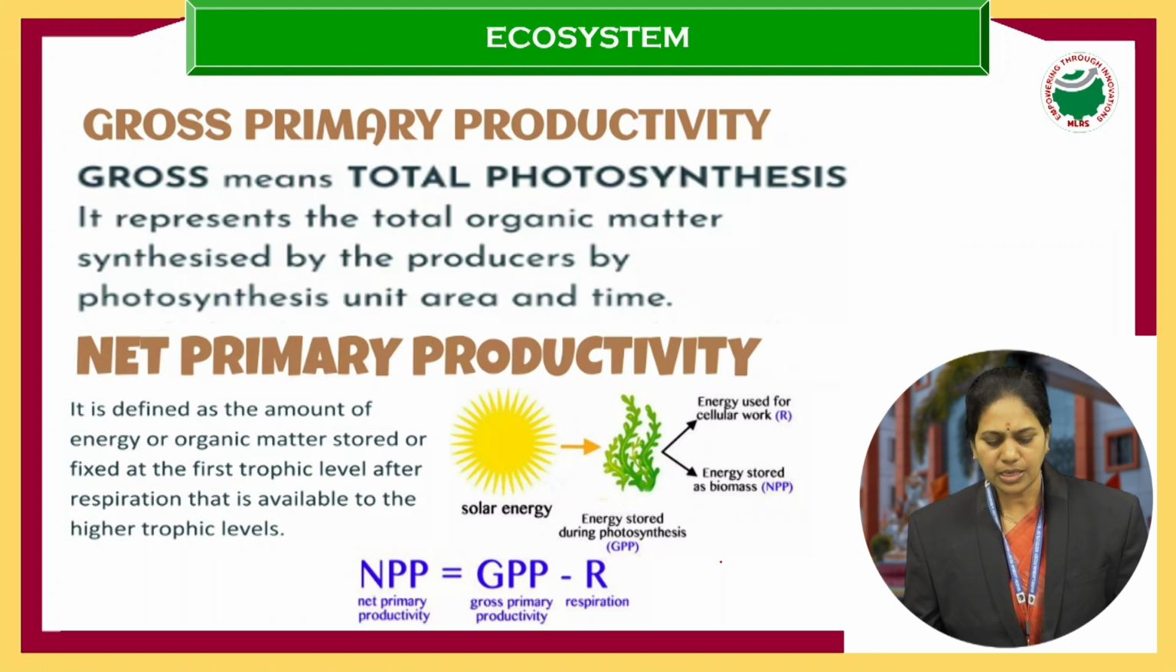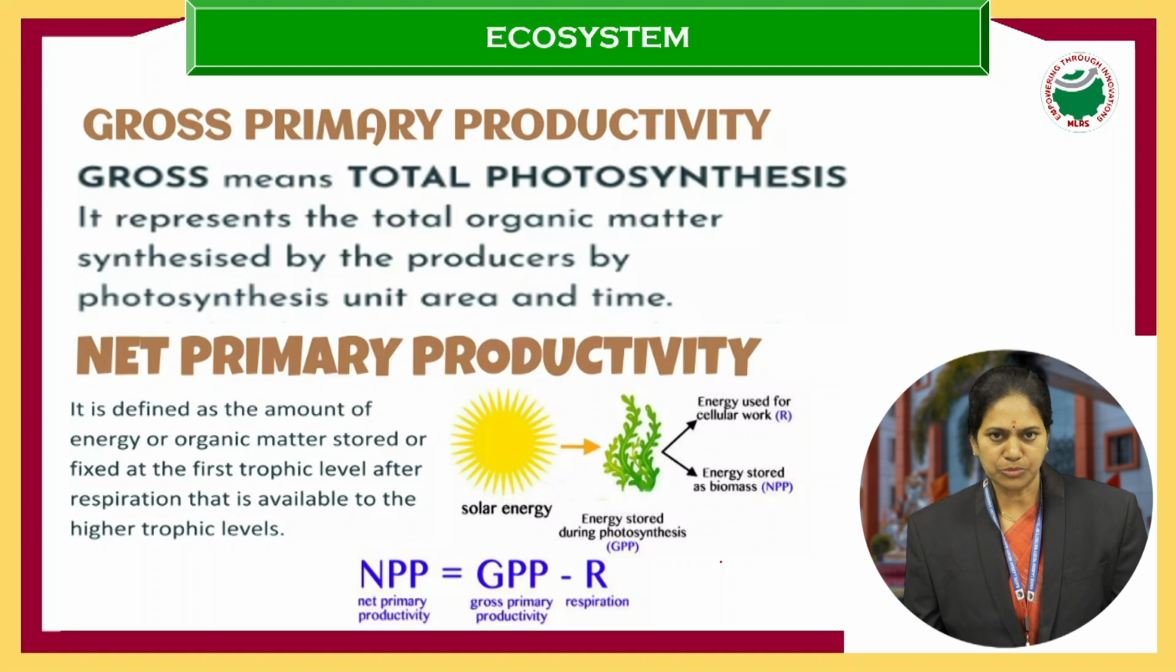Next, as I told you, primary productivity is of two types, gross primary productivity and net primary productivity. Gross primary productivity means, in the total process of photosynthesis, how much organic matter is synthesized by the producers at that particular time. It means the total food production in the plant during photosynthesis; we call it gross primary productivity.